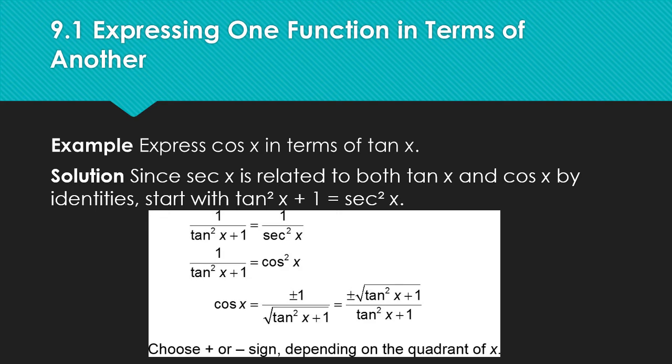And then they said, okay, well, 1 over secant squared of x is cosine squared. And then they basically took the square root of both sides and then rationalized the denominator. Okay. Now, there are other ways you could have done this. This is the way they chose.